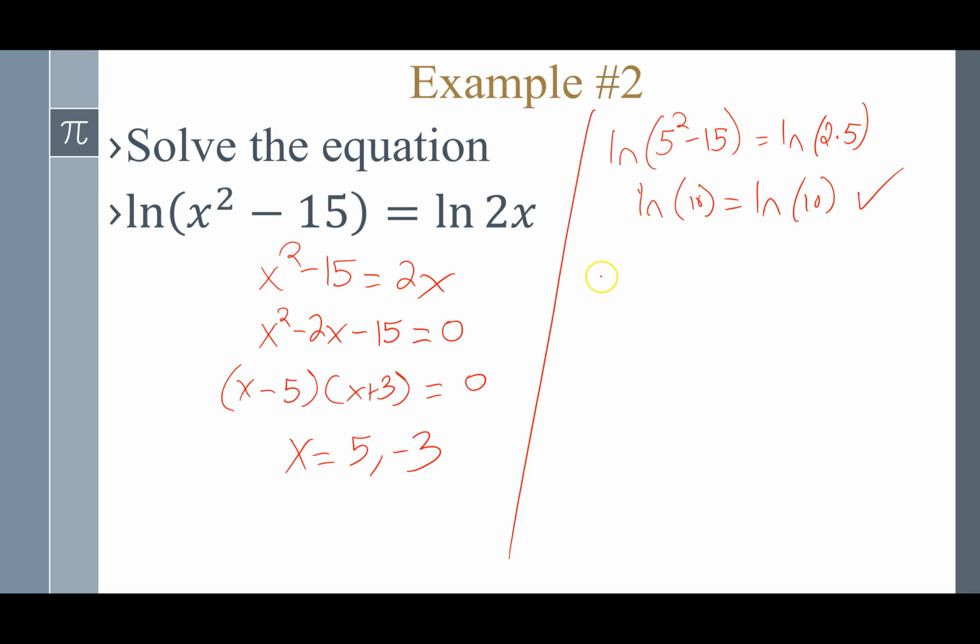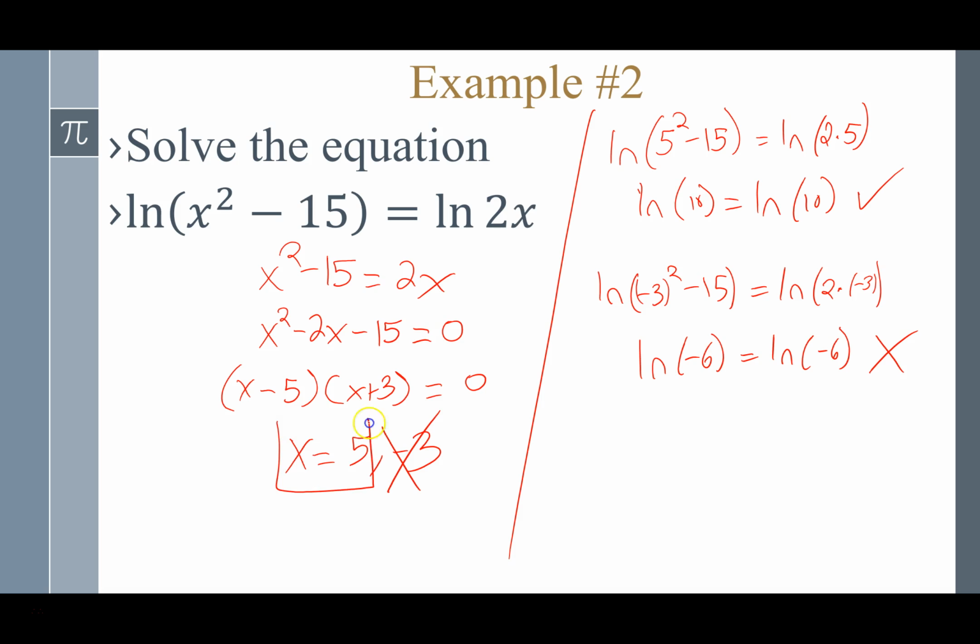If we plug in the negative 3 though, we have ln of negative 3 squared minus 15 equals ln of 2 times negative 3. We would get ln of negative 6 equal to ln of negative 6. And while the left and right-hand sides have the exact same expression, we cannot take logs of negative numbers or logs of 0. So if you plug back in and find you have a 0 or a negative inside the logarithm, then that is not a possibility. Negative 3 does not work mathematically. Our only answer was x equals 5.